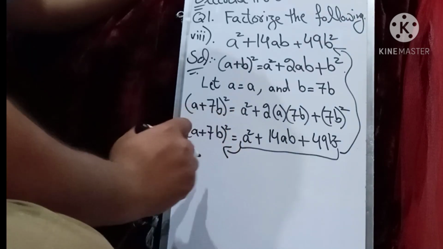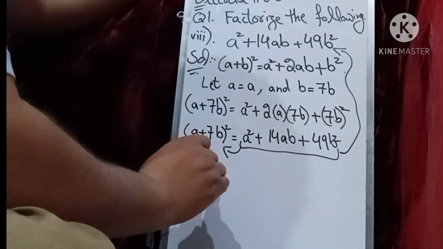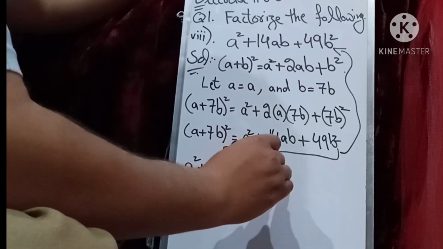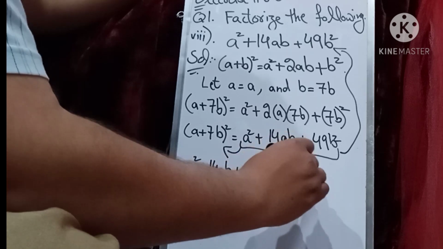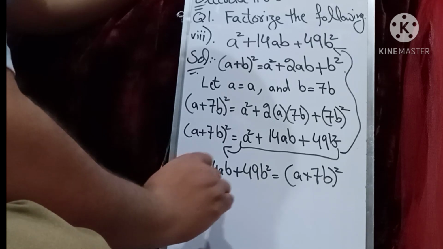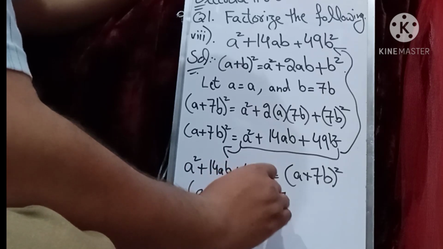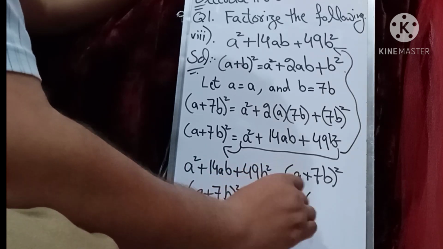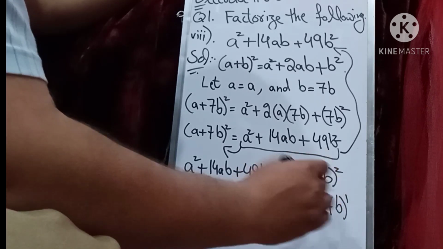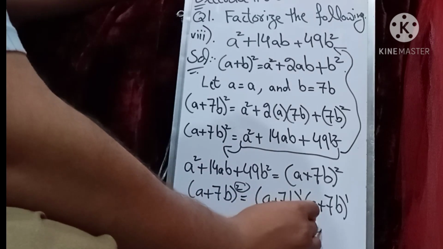So you can easily write (a plus 7b) whole square instead of a square plus 14ab plus 49b square. And (a plus 7b) whole square is equal to (a plus 7b) into (a plus 7b). Why? Because we know that the power bases are same, power can be added. We are going to split it over here. So this is our required answer.